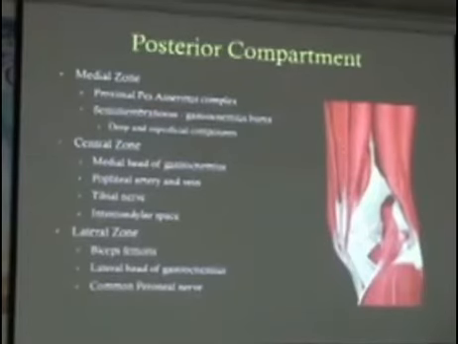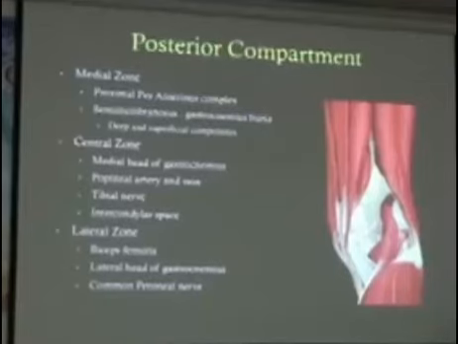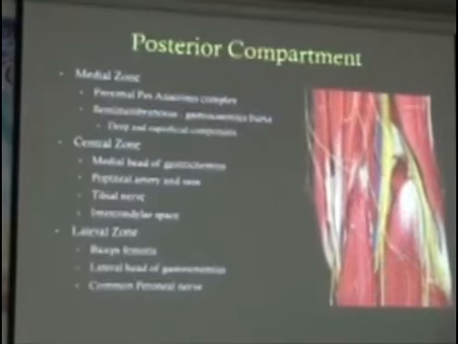So we've got the medial zone, the central zone, and the lateral zone. And each one of those has its own pathology that can occur in that zone. As you can see, it's quite a complex area once we start adding in the neurovascular bundles as well.